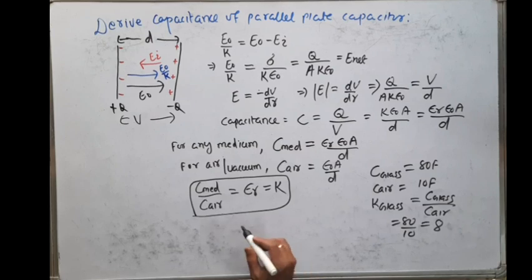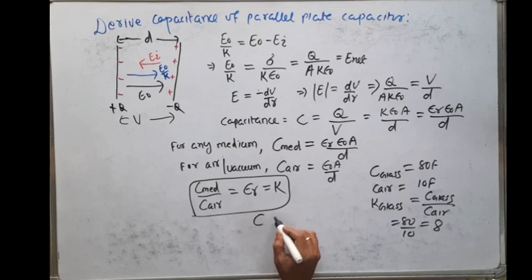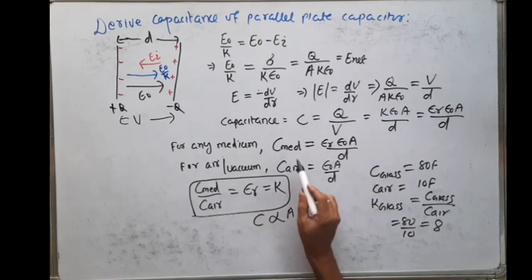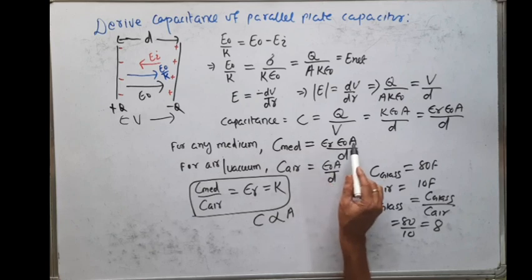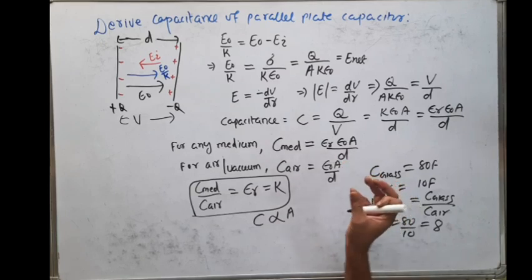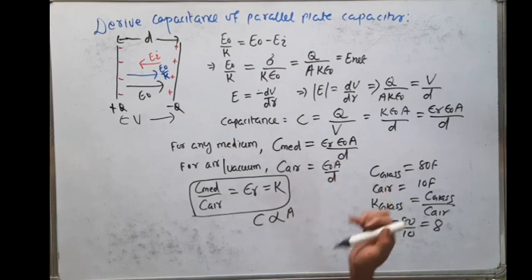So now we see what capacitance depends upon. Capacitance is directly proportional to the area. You see, in this formula, capacitance is directly proportional to area. Definitely, if the area of the plate increases, the charge possessing capacity of the plate will increase.